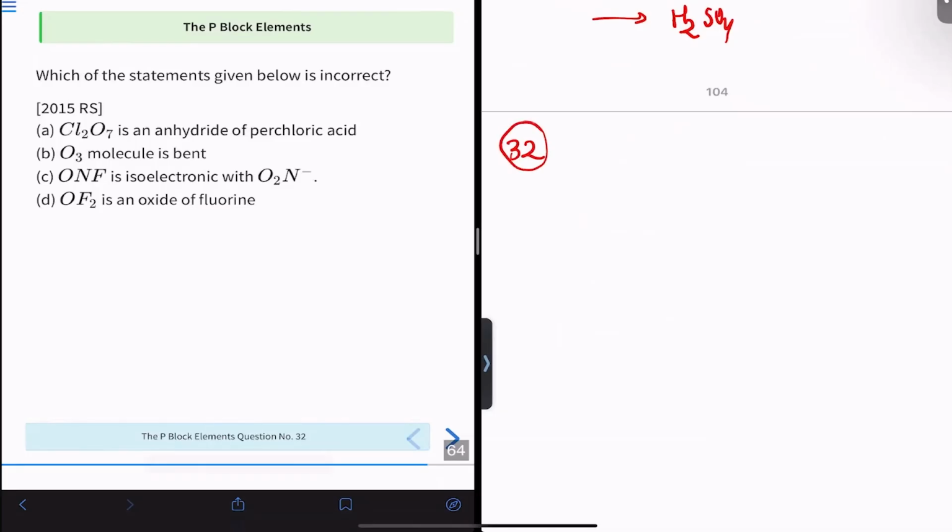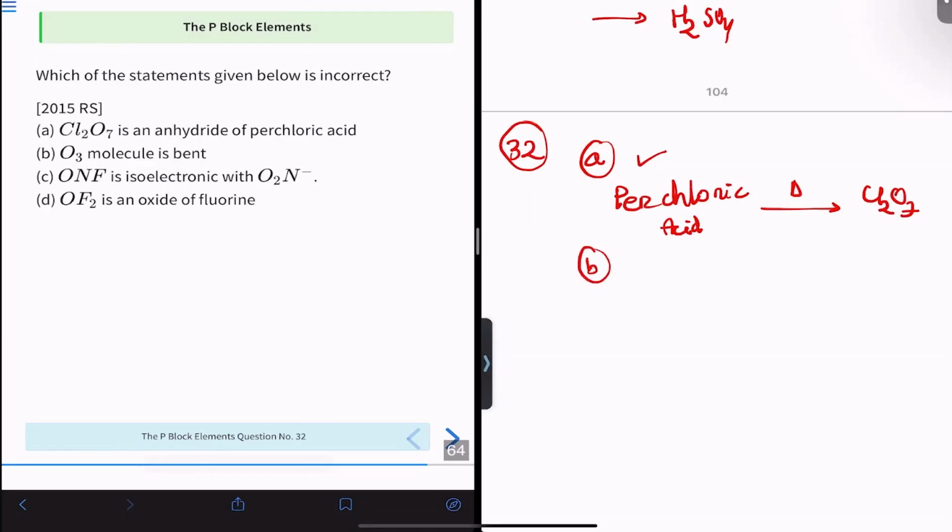Question 32 says, which of the following statements given below is incorrect? First option A is Cl2O7 is an anhydride of perchloric acid. Yeah, Cl2O7 is an anhydride. Anhydride means if you heat perchloric acid, it will give a product as Cl2O7. So option A is correct. You have to find out the incorrect one.